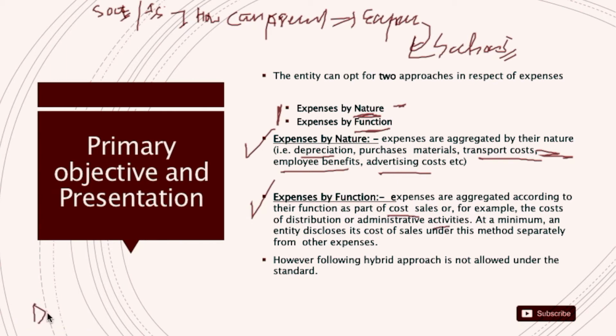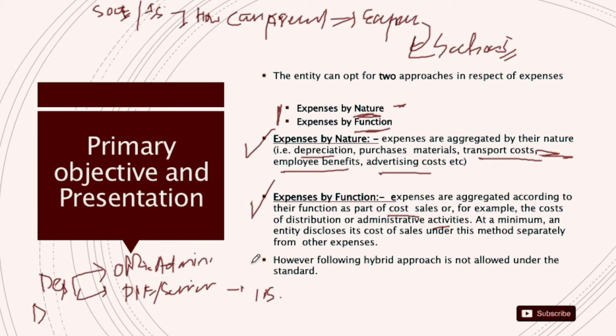For example, if the nature of an expense is depreciation, the depreciation can also be used in the office administration, or for providing services, which can be used as PPE, or in rendering services or cost of sales. So it depends on the function to which the depreciation expense relates. Under the first presentation, expenses by nature, we can present depreciation expenses directly in the statement of comprehensive income. We can present it directly as an expense.